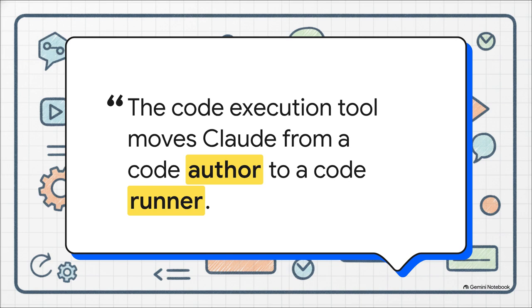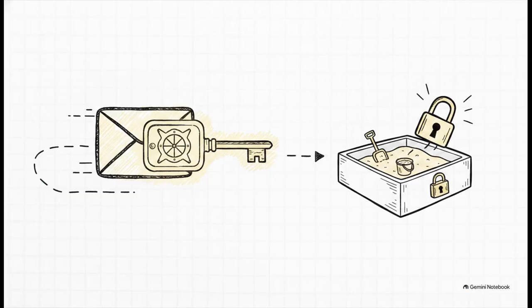The code execution tool moves Claude from a code author to a code runner. When you pair this execution sandbox with the Files API and persistent container IDs, you are unlocking stateful, multi-step agentic pipelines that compute real outputs your application can consume instantly. It's a massive shift. Now, if you want to start building with this right now, keep in mind this is an API-only feature and it's currently in beta.